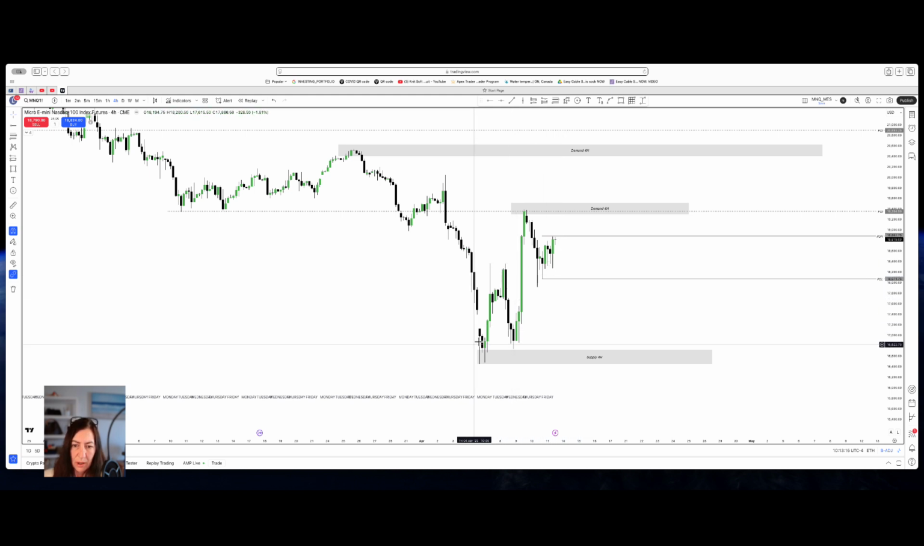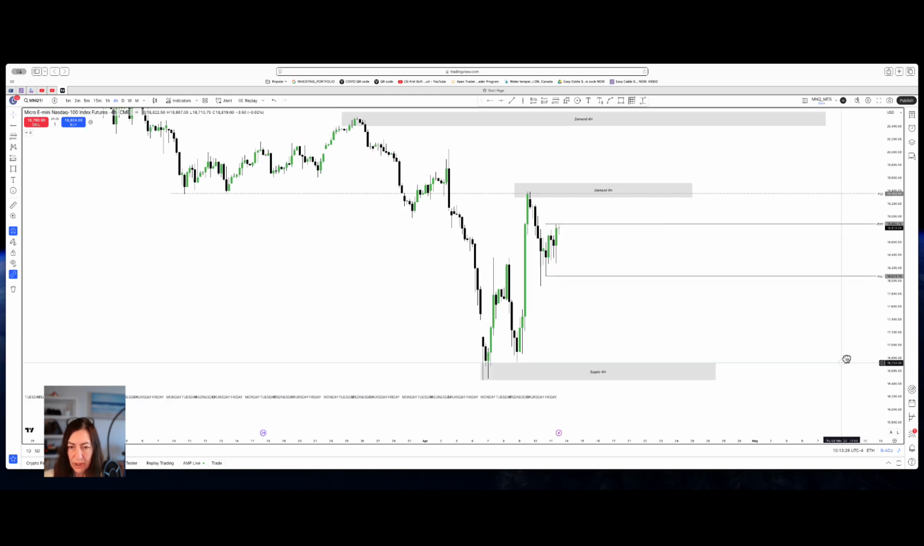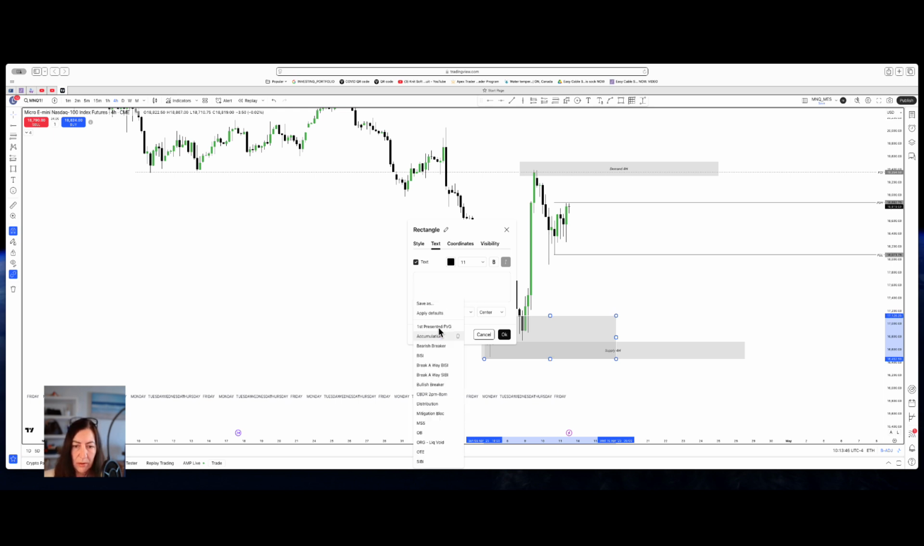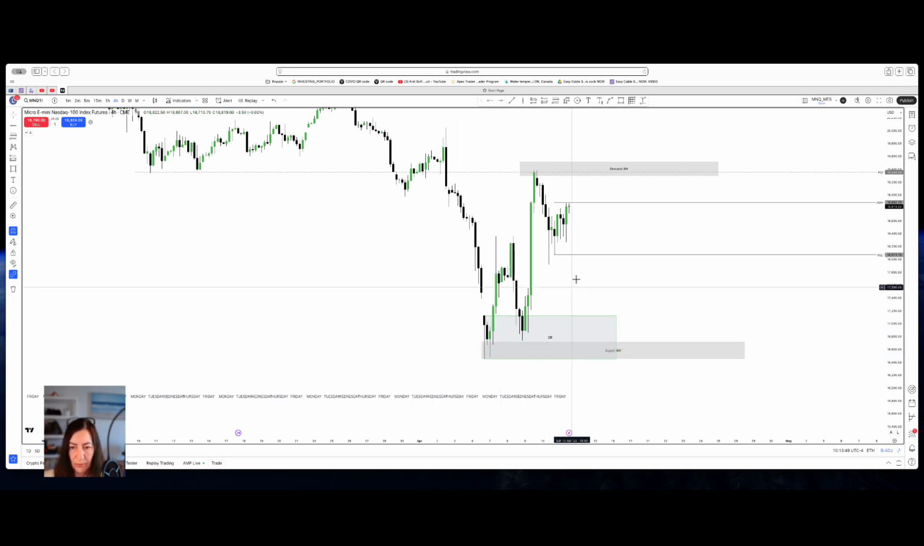Price originally dropped down here into this area, the supply area, and then moved up. If you notice here, we have an order block. Just going to draw this in just to give some context. Order block. Price moved back down into the order block. This would have been a buy here, and then price started to move up.